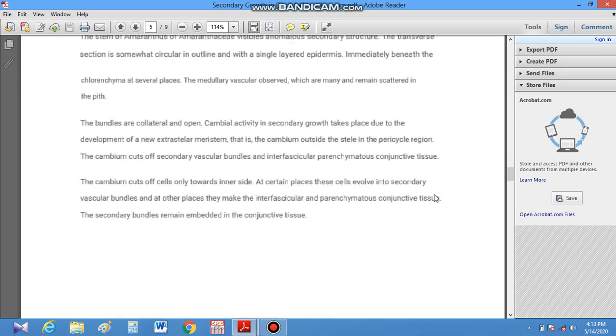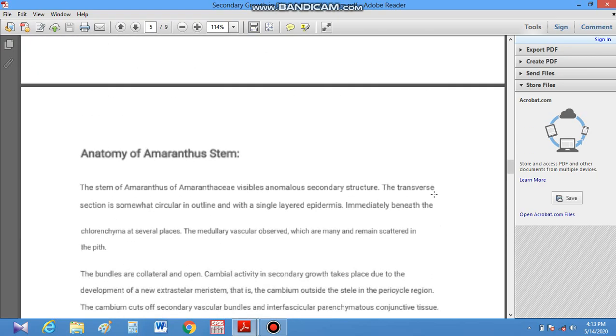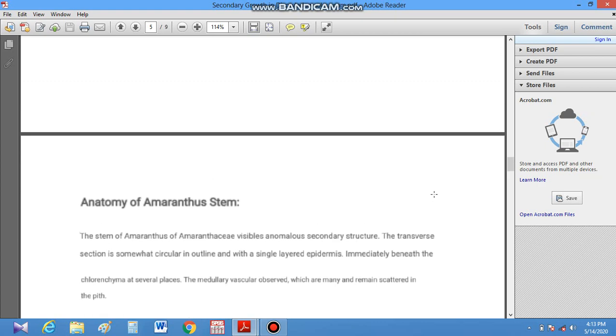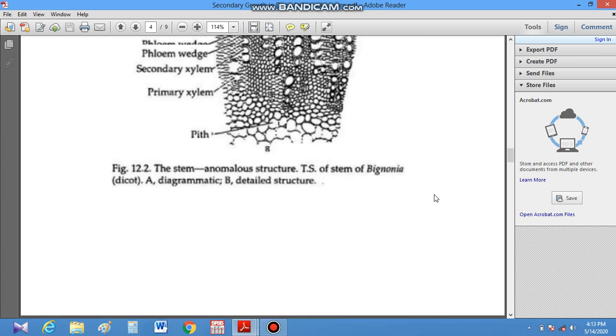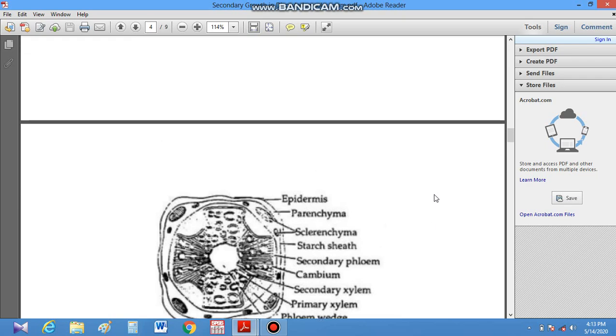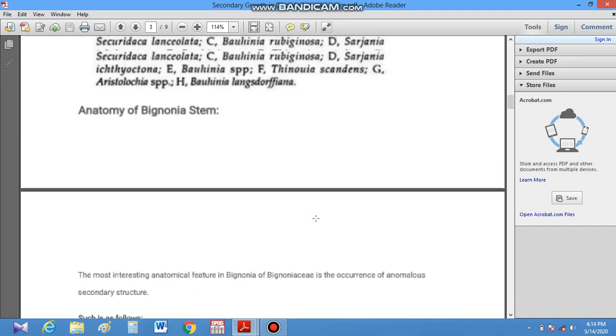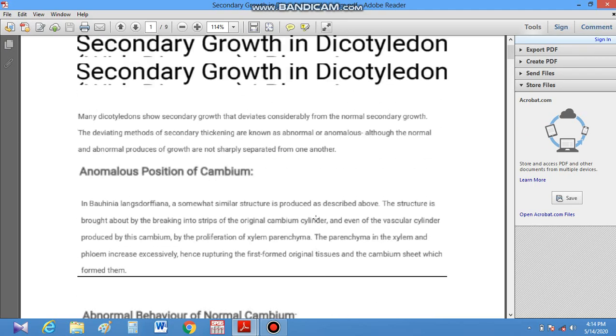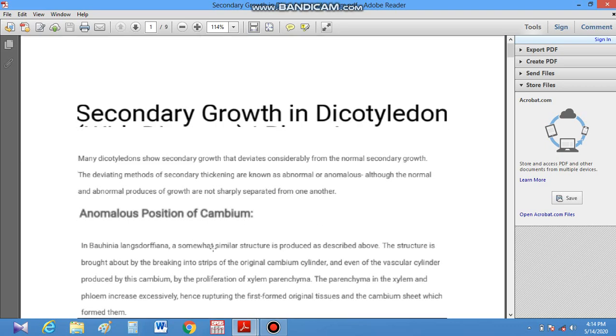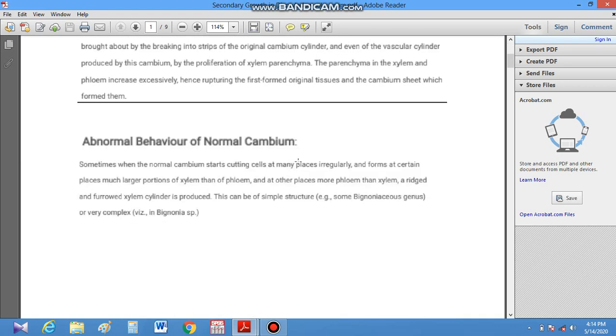Sometimes such examples are also found in monocots. These are all examples of dicot plants, and sometimes monocot plants also show exceptional secondary growth, like the stem of Dracaena, which shows secondary growth with the presence of amphivasal vascular bundles. So this is all about the anomalous behavior of cambium, which was anomalous in position, or showed abnormal behavior, due to which these abnormal structures are developed in the stems.